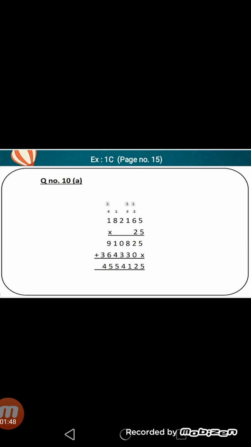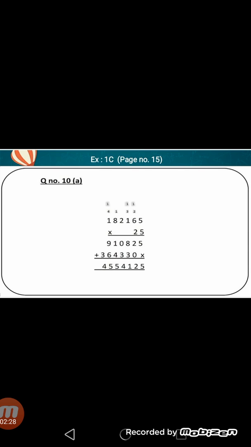Now see in the question, in multiplication, what is 182,165? It will be the multiplicand, as I told you in the start, because this number is going to be multiplied. And students, what is 25? 25 is the multiplier, because the number by which we multiply is called the multiplier. So 25 is our multiplier here in this question. Now let's start our multiplication.